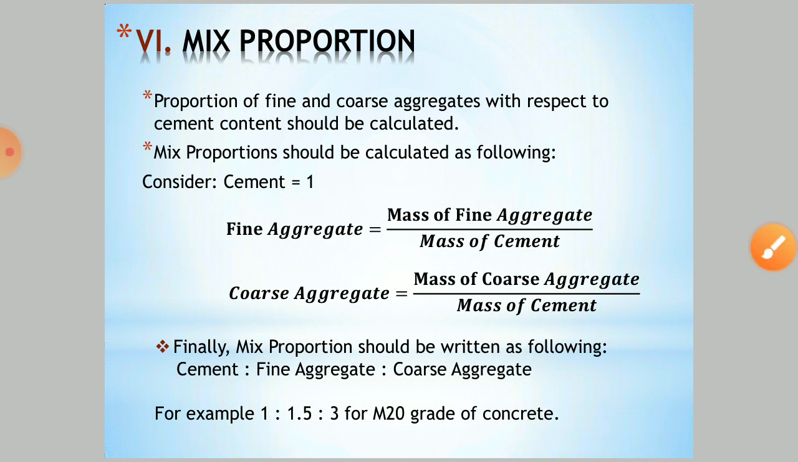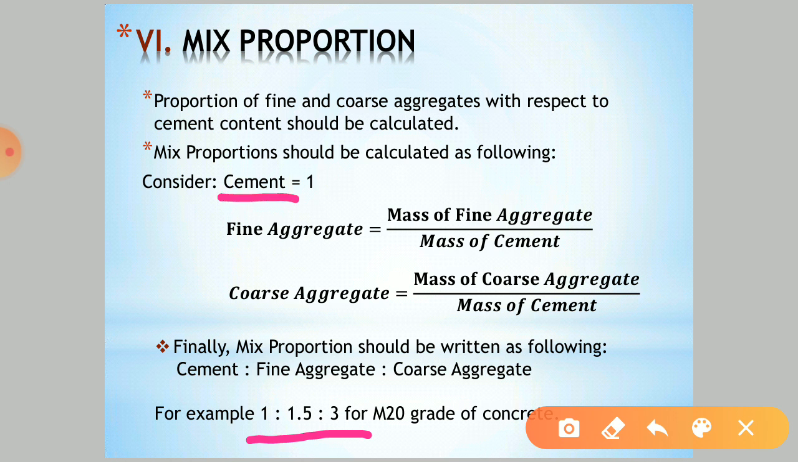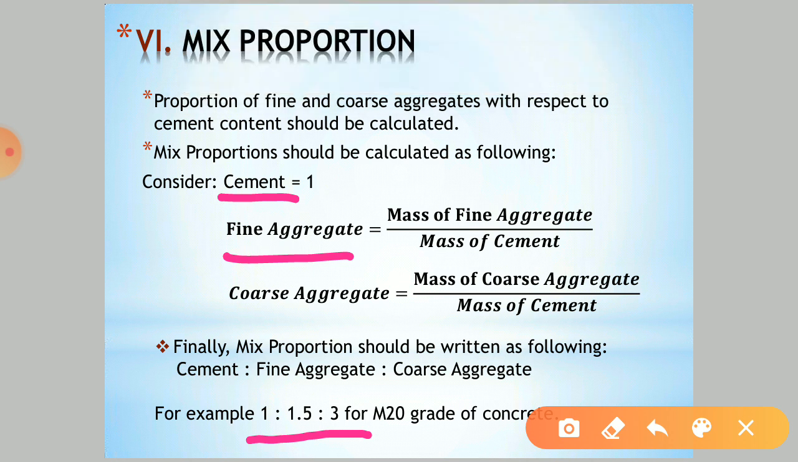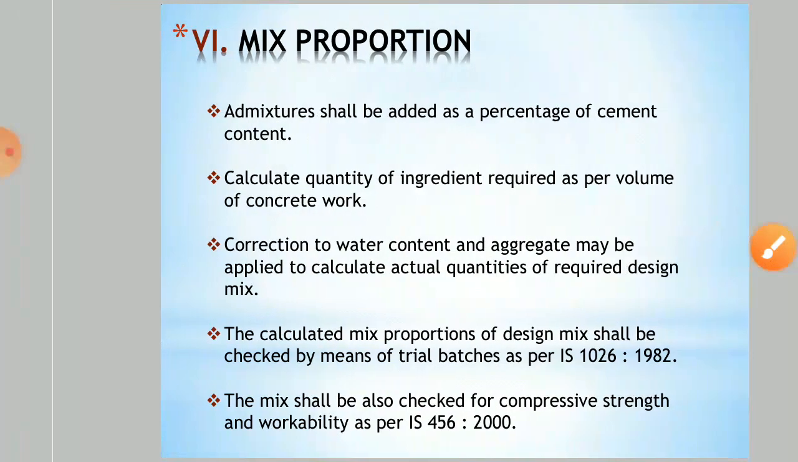For example, you have seen in different books or different literature that for M20 grade it is given as 1:1.5:3. Okay, meaning 1 is cement, 1.5 is fine aggregate, and 3 is for coarse aggregate.